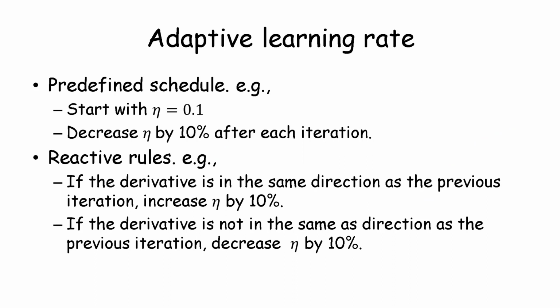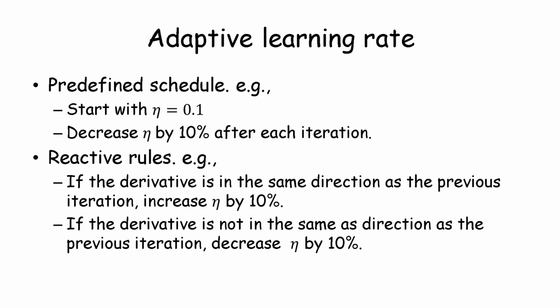A commonly employed idea is to implement an adaptive learning rate, either by a predefined schedule or by a set of reactive rules. An example of a predefined schedule could be to start with a large learning rate and then to gradually decrease it over the course of the algorithm. That allows us to take large, risky steps at the beginning and slow down at later iterations as we supposedly got closer to the minima.